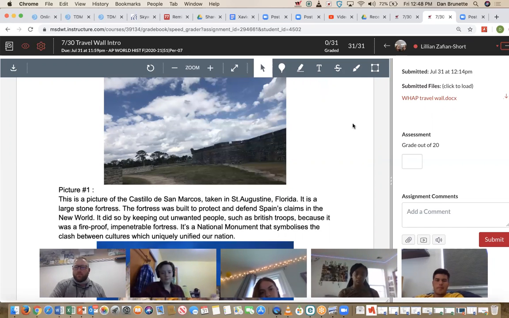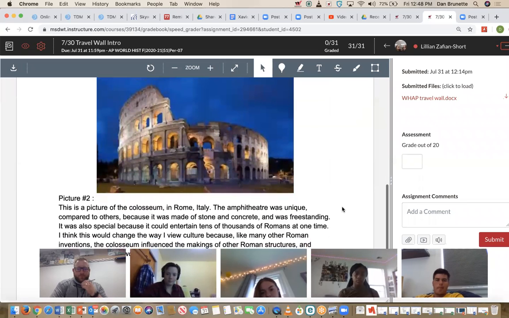All right. The second picture? Yeah. It is of the Colosseum in Rome, Italy. The amphitheater was unique compared to others because it was made of stone and concrete and was freestanding. It's also special because it could entertain thousands of Romans at one time. And I think this would change the way I view culture if I saw it, because like many other Roman inventions, the Colosseum influenced the making of other Roman structures and buildings all around the world.